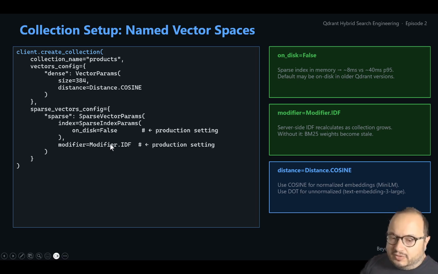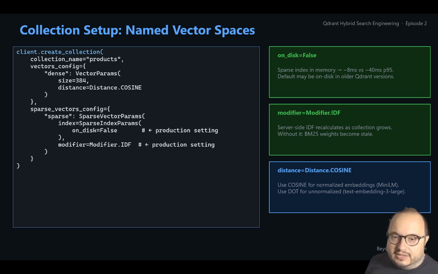The dense vector, 384 dimensions, cosine distance. all-MiniLM-L6-v2 produces normalized embeddings, so cosine distance is correct. If you use a model that produces non-normalized embeddings, like text-embedding-3-large for example, use dot product instead. The sparse vector, no dimension size required, because sparse vectors are variable length.